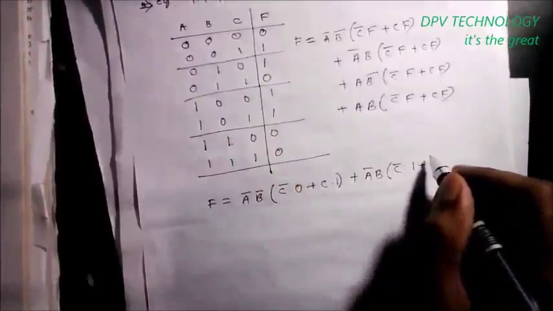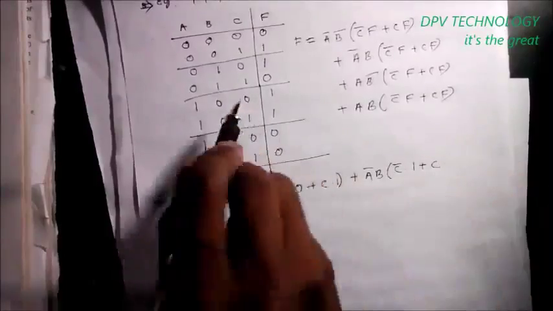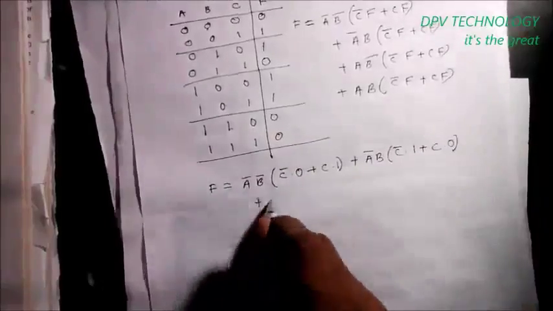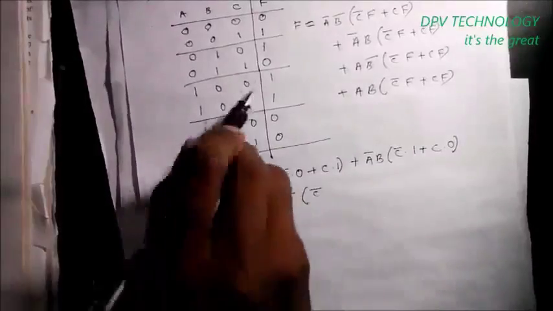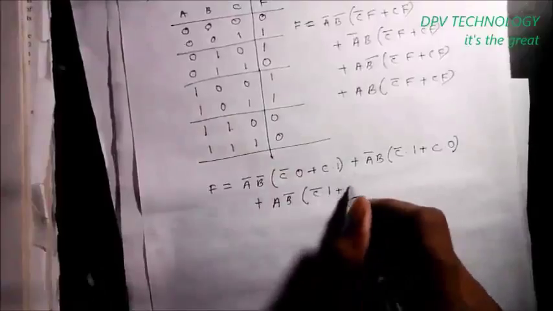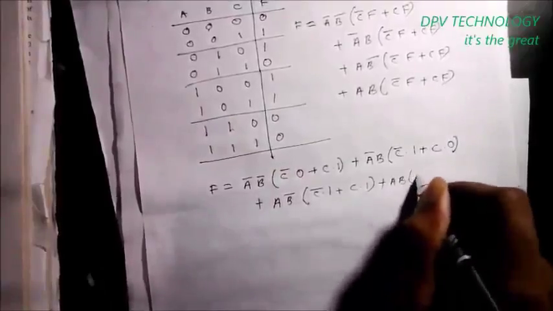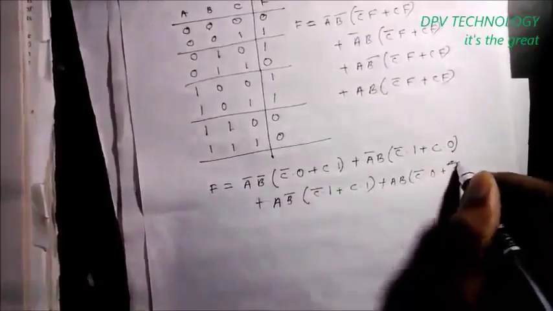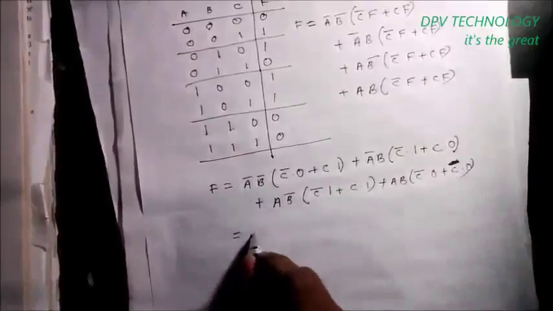Then C: here F is 0, so put 0 here. Or A B bar, C bar: here F is 1 for both the cases, so put C 1 and 1. Then A B, C bar: here 0 0, so put 0 0. So this should be C 0.